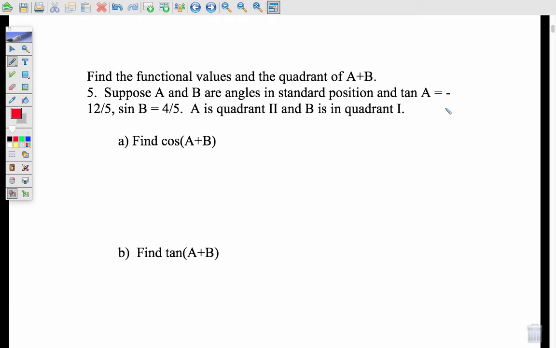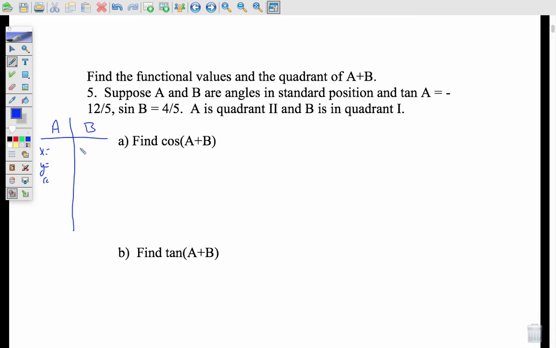Let's see what we have next. Find the functional values and the quadrant of A plus B. Suppose A and B are angles in standard position. Tangent of A is negative 12/5. Sine of B is 4/5. Angle A is in quadrant 2 and angle B is in quadrant 1. Part A says to find the cosine of A plus B. If you recall from our work previously, we're going to find both sine or cosine and tangents. We're going to need to know x, y, and r for both of our angles.